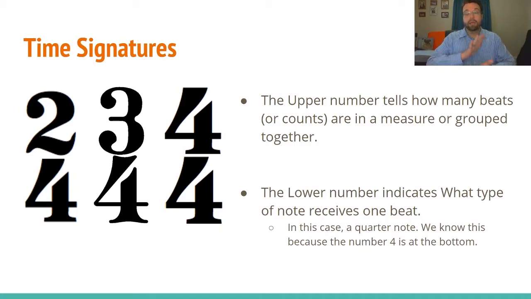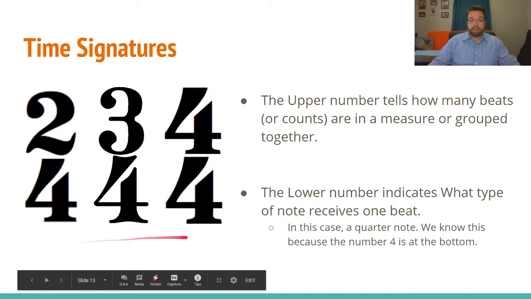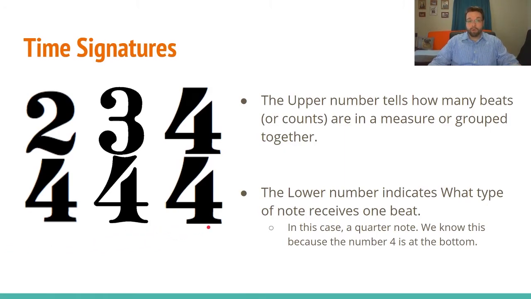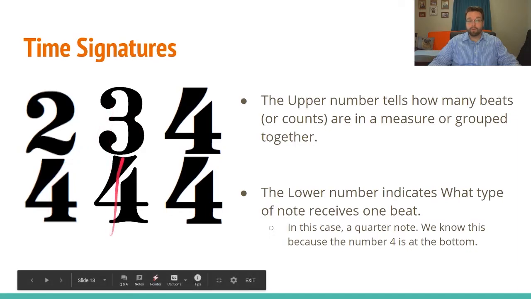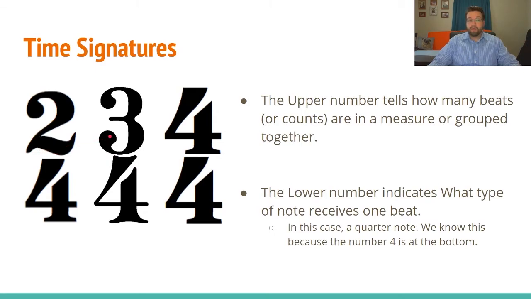Again, that is the steady underlying pulse that runs all throughout a piece of music. So that 4 on the bottom indicates that the quarter note receives the beat. And there are 2 beats, 3 beats, and 4 beats, respectively, for 2/4, 3/4, and 4/4. So you'd see 2 quarter notes receiving the beat in 2/4 time, 3 quarter notes in 3/4 time, and 4 quarter notes in 4/4 time.